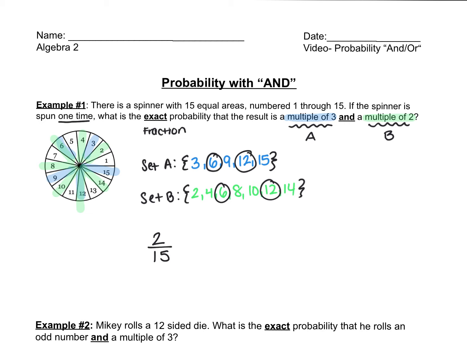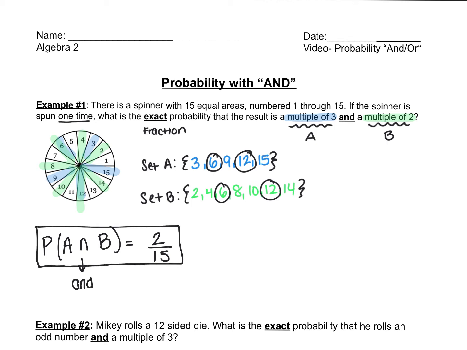that are both multiples of 3 and multiples of 2. Now, if you want to write it properly, you can say the probability of event A and B. Remember this symbol. This symbol means and. I don't know if we've talked about that before, so I just want to make sure we cover it. So and. So A and B, right? All right, let's try another example.